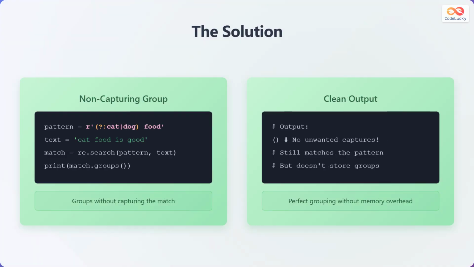Now let's implement the solution to the problem we discussed in the previous slide. We use a non-capturing group here. The pattern is open parenthesis question mark colon cat or dog close parenthesis food. When we search this pattern on the text, it groups without capturing the match. The output is an empty tuple, that is, no unwanted captures. It still matches the pattern but does not store groups. It is perfect grouping without memory overhead.